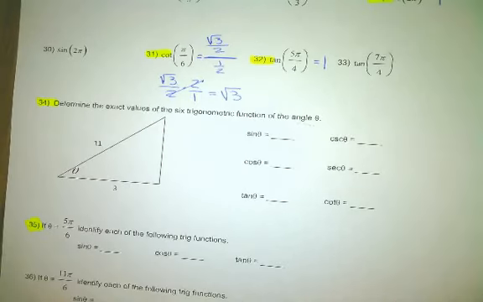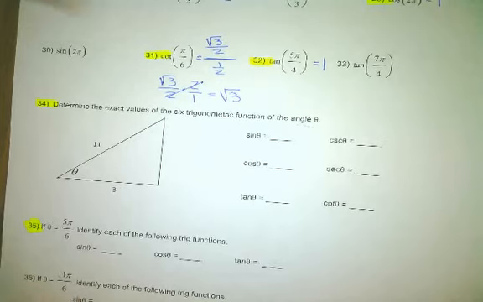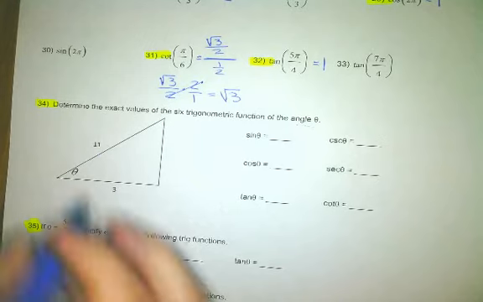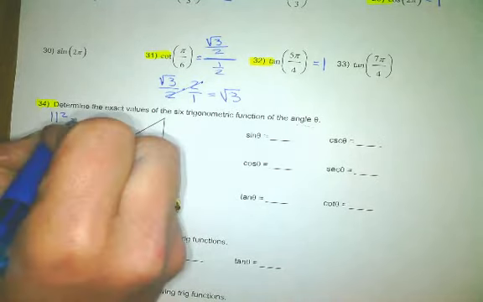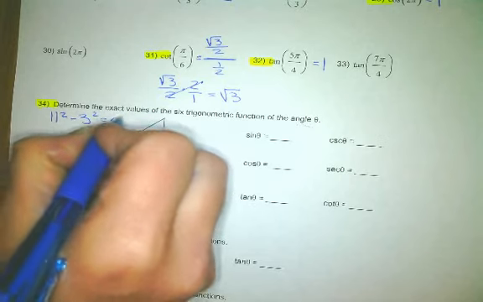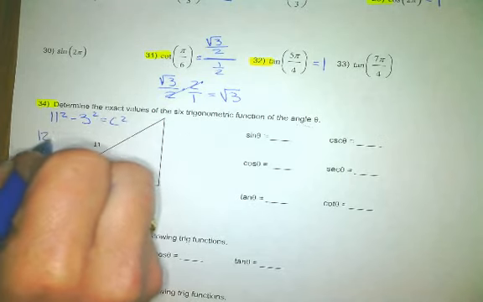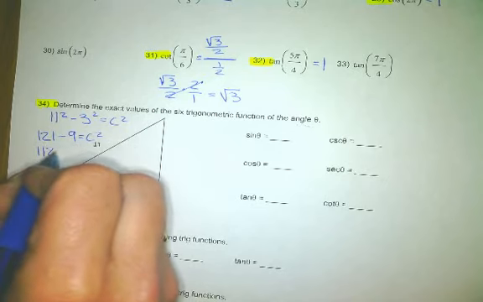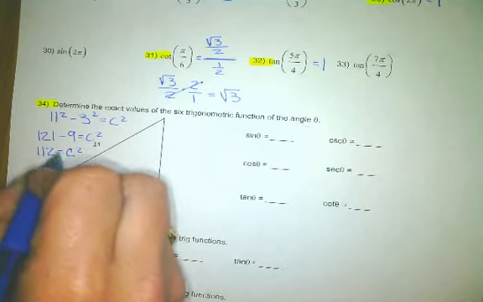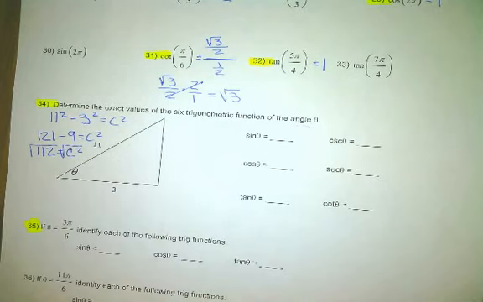Okay, so 34. On 34, they wanted us to determine the exact values of the six trigonometric functions. Again, I can tell I have to use the Pythagorean theorem. So I'm going to do 11 squared minus 3 squared, and that'll give me c squared. That gives me 121 minus 9 equals c squared, 112 equals c squared, and then square root.